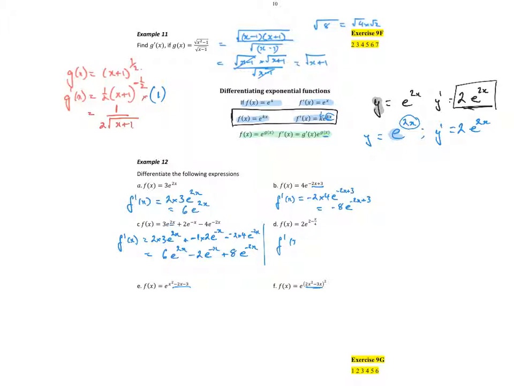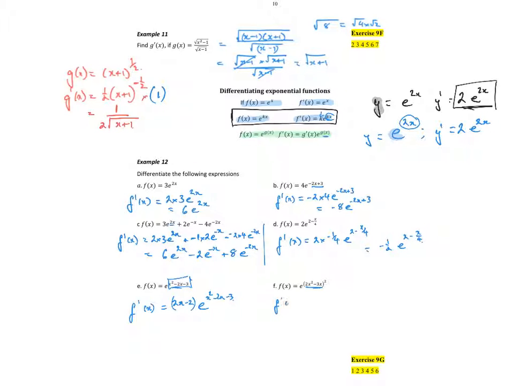F dash of x is equal to, what's the derivative of 2 minus x on 4? Well, that's a quarter of x, so it's minus a quarter. So it's 2 times negative a quarter, e to the 2 minus x on 4, which is equal to negative a half e to the 2 minus x on 4. All right? More complicated looking expression up there, but it's the same. F dash of x is equal to, the derivative of that power is 2x minus 2 times e to the x squared minus 2x minus 3.